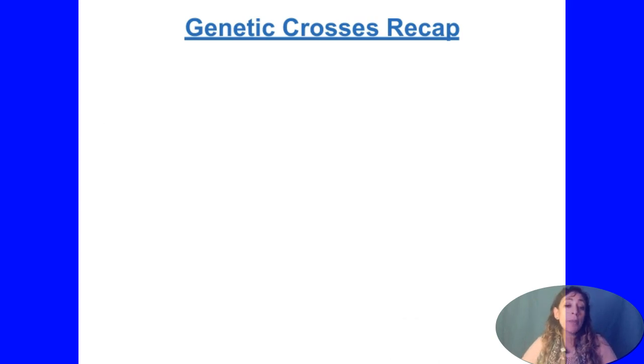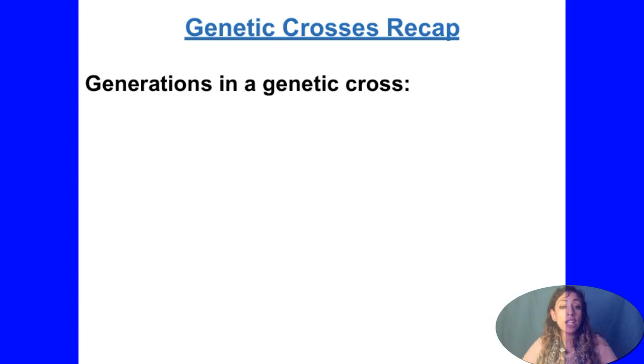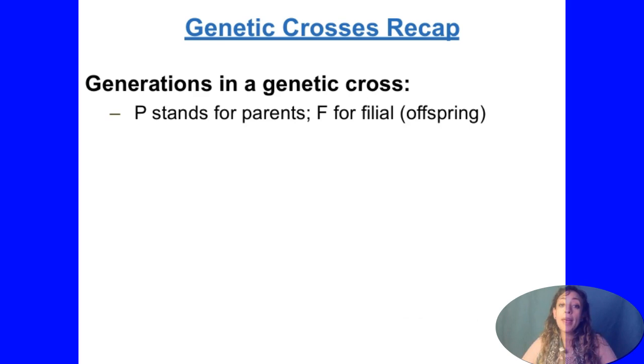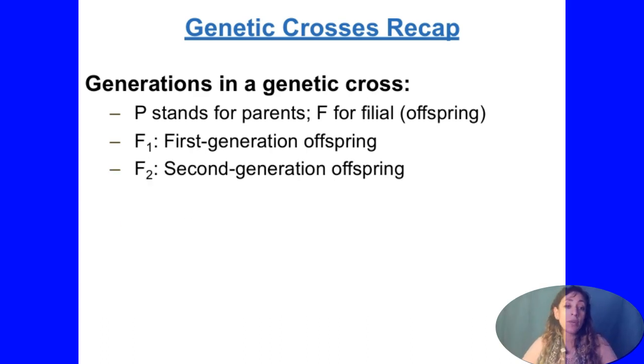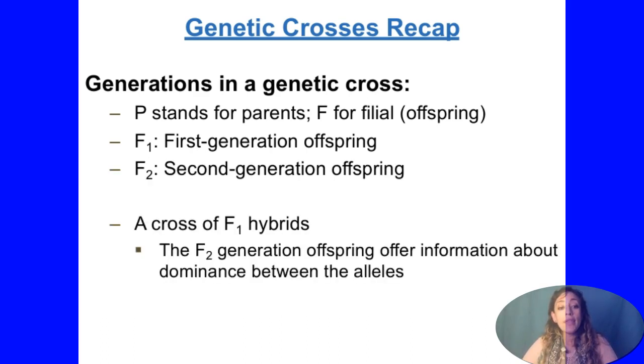So let's do a little recap of what we learned in the last lecture. We learned that when we're talking about genetic crosses, which you all did an example of a monohybrid cross, the P stands for parents of the F, or filial, offspring. We also learned that F1 is the first generation offspring, so F2 would be the second generation offspring. If you cross two F1 offspring together, that gives you the F2 generation offspring.